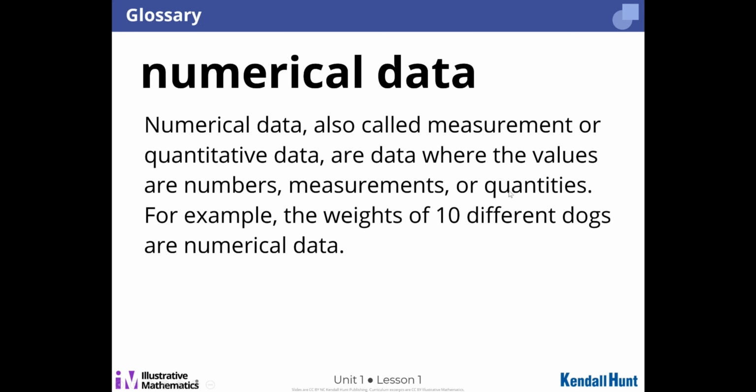Numerical data, also called measurement or quantitative data, are data where the values are numbers, measurements, or quantities. For example, the weights of 10 different dogs are numerical data. So one dog might weigh 10 pounds, another might weigh 50 pounds. A small dog might weigh 5 pounds. There's going to be some variability, and these are all numbers that I'm mentioning.